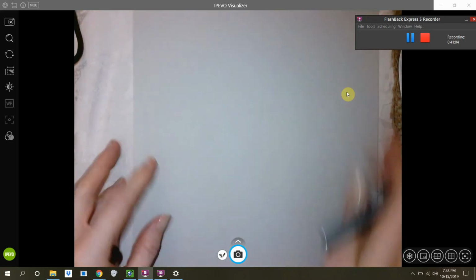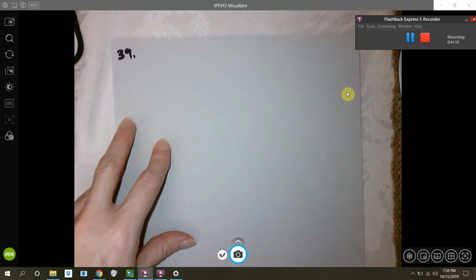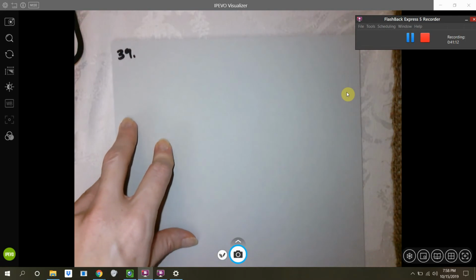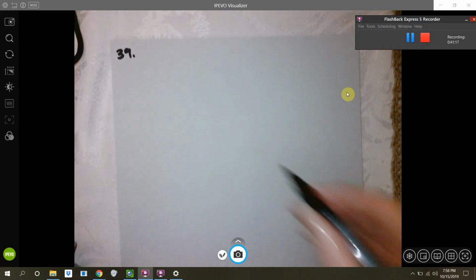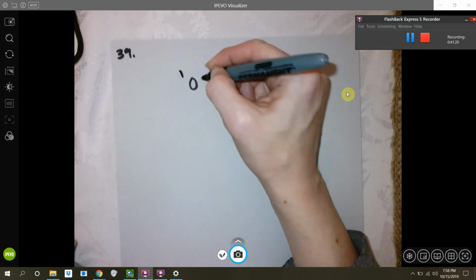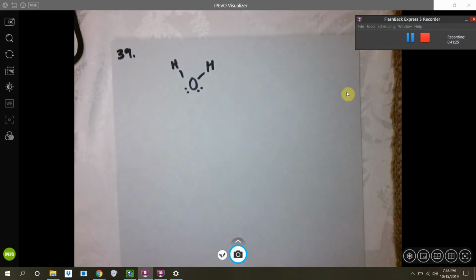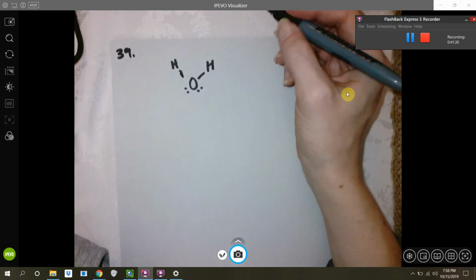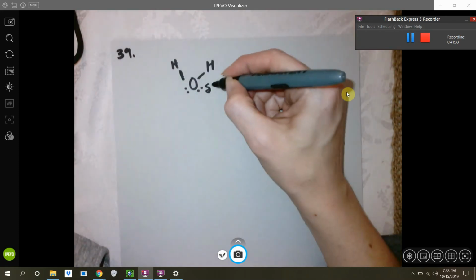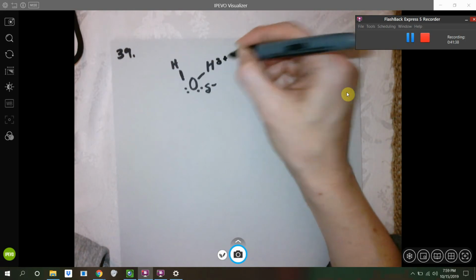Okay, let's look at number 39. It says, describe how electrons are shared unequally in a molecule of water. Okay, so we have our water. We draw our Lewis structure, and here are our electrons and our bonds. With our oxygen being slightly negative and our hydrogen being slightly positive.